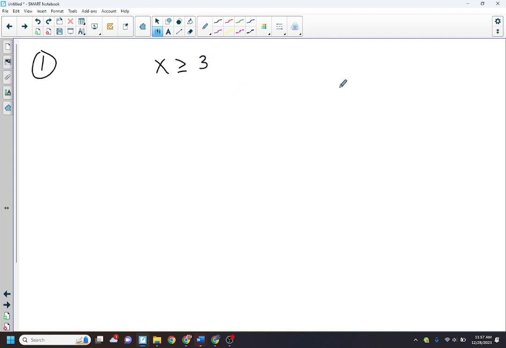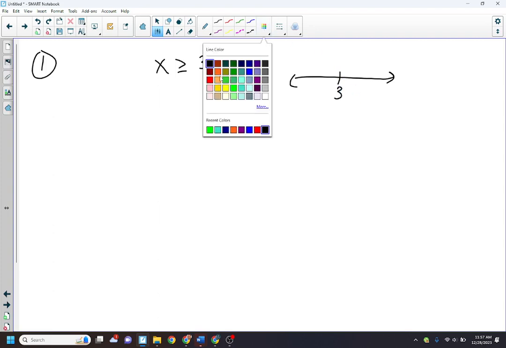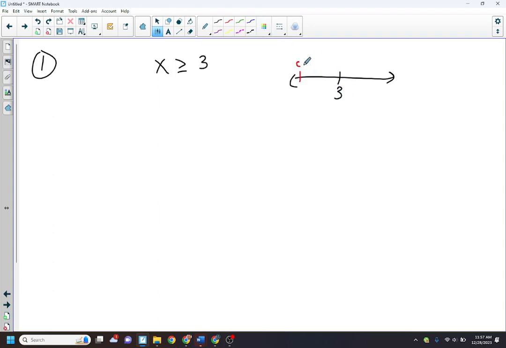I'm probably going to have the number line for you, but you have the number line 3, and keep in mind where 0 is. Since 0's on the left, what I do is I plug in 0 into here. When I see 0's not bigger than 3, I see that's false.